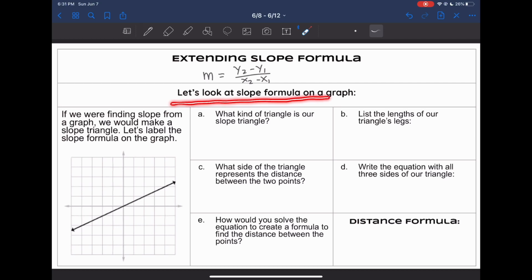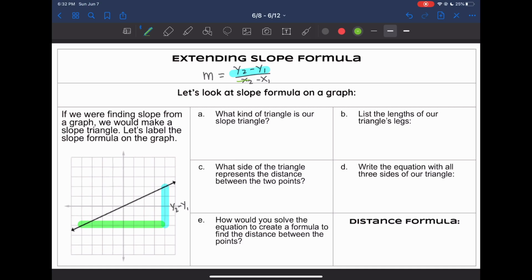What we're going to do is look at that on a graph. If we were finding a slope right from the graph, we would make a slope triangle, and we're going to label that slope triangle on the graph. Our slope triangle is when we connect a vertical distance and then a horizontal distance. We find the vertical distance in our slope formula by doing y2 minus y1, so we're going to put that y2 minus y1, labeling it on the graph.